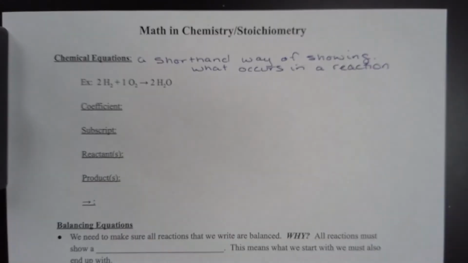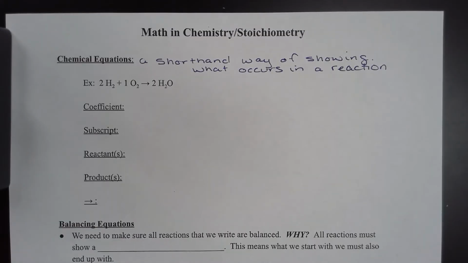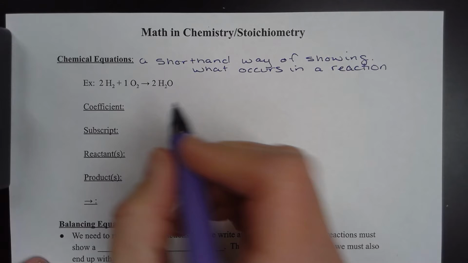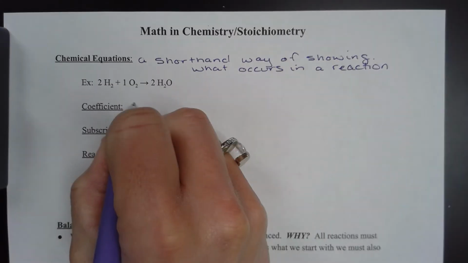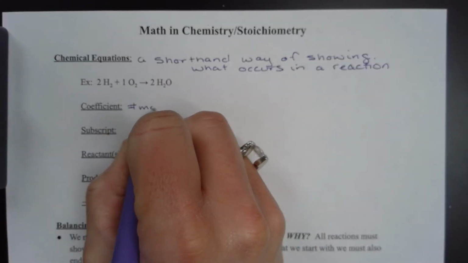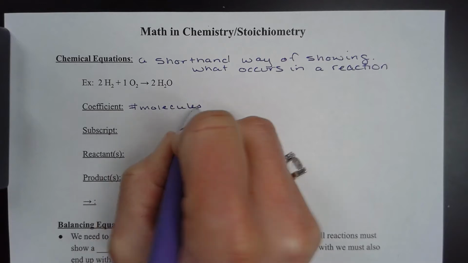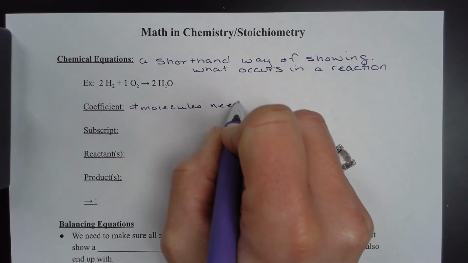2 hydrogens plus 1 oxygen yields 2 waters. That's the formation of water. I'll bring this back into focus for you. Okay, so we've got a couple different parts. A coefficient is the number of molecules needed. We use it in balancing.